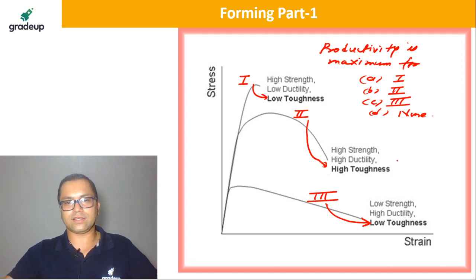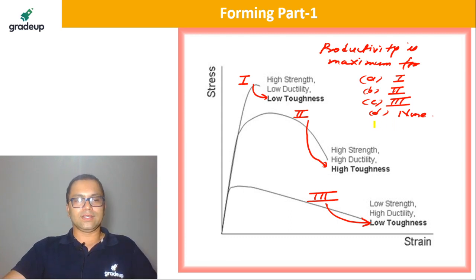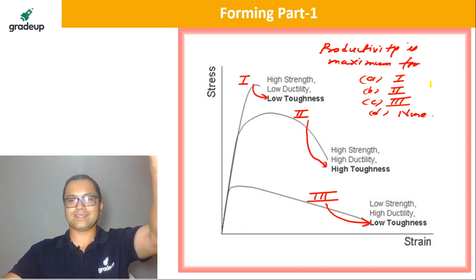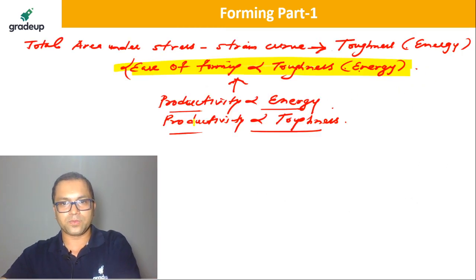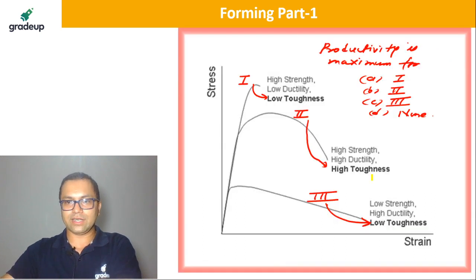Productivity is maximum for what? Please tell me. Yes, exactly. Now you're getting that. Yes, Chaitanya. Second, Sharmila. Yes, Safu. Second. What about others? Come on, just think about it. We just talked about it here, right? Productivity is directly proportional to toughness, isn't it? So which one is the correct option here, 1, 2, 3 or 4? Second, B. Yes, exactly. B is the option here because it has high toughness.